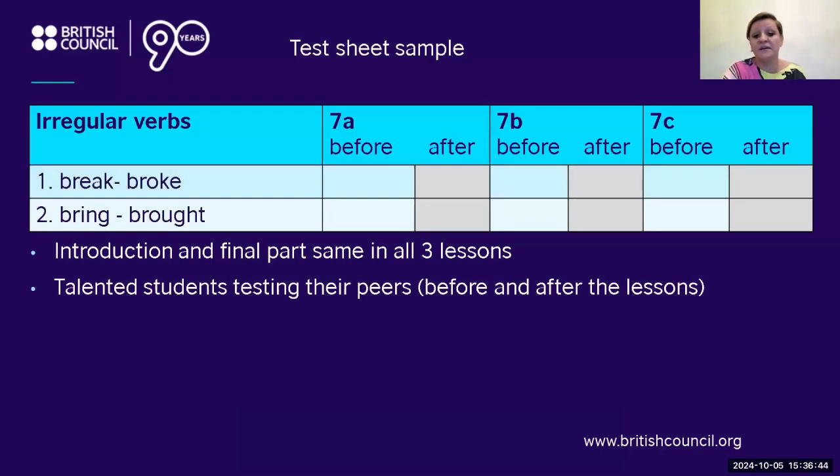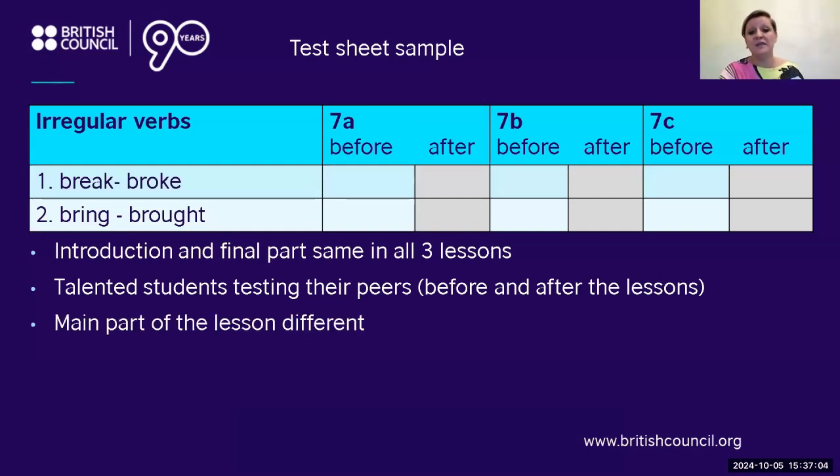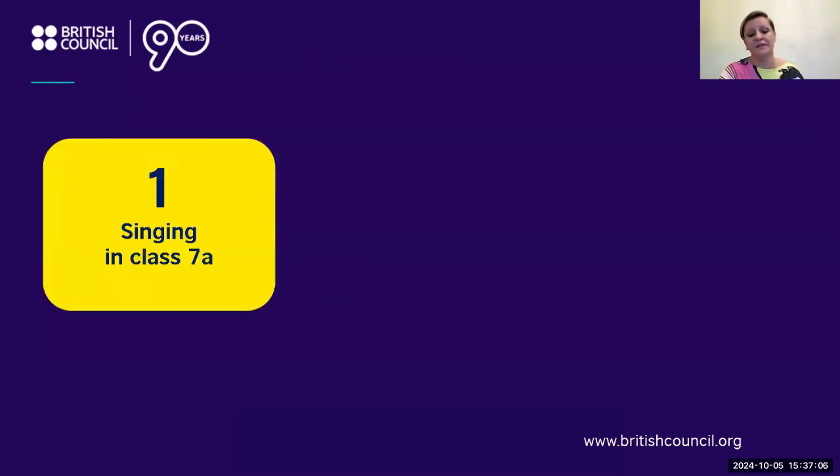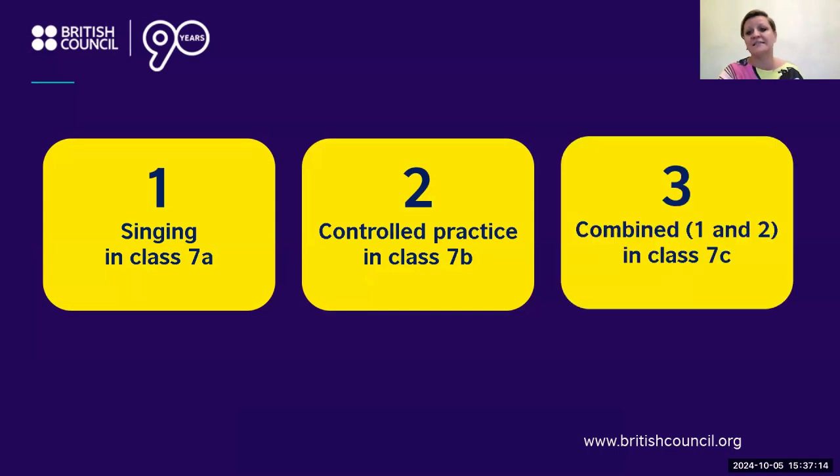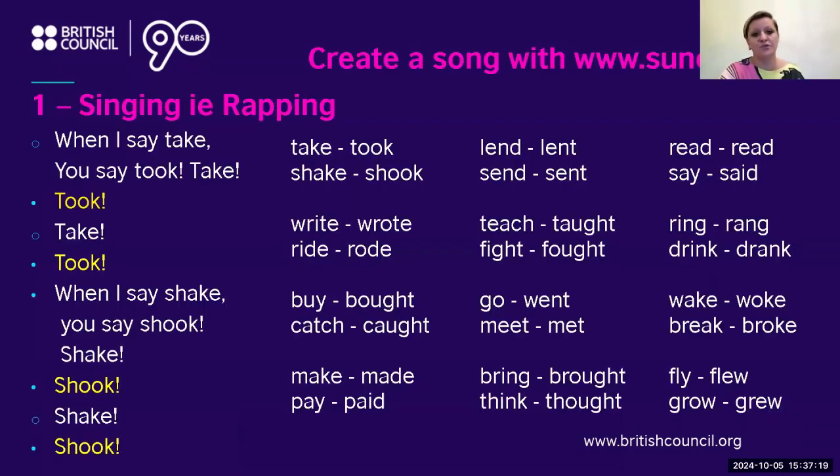What was different, during this introduction and final part, is that the group of these 5 talented students were testing their peers. So we wanted to see how many irregular verbs students knew before the lesson and after the lesson. And it was the main part of the lesson that actually differed. In class 7A, we had singing. In class B, we had a controlled practice. In class C, we had a combination of 1 and 2.